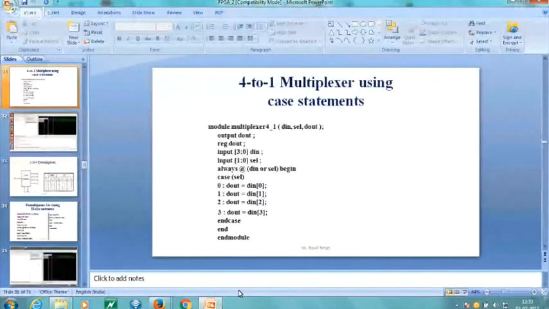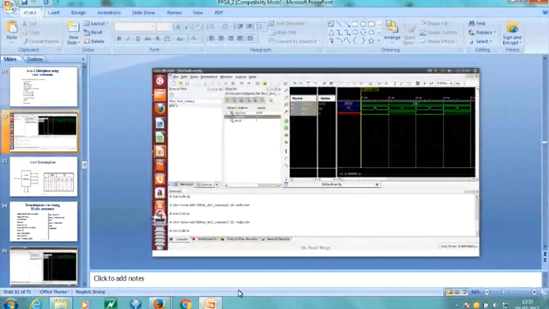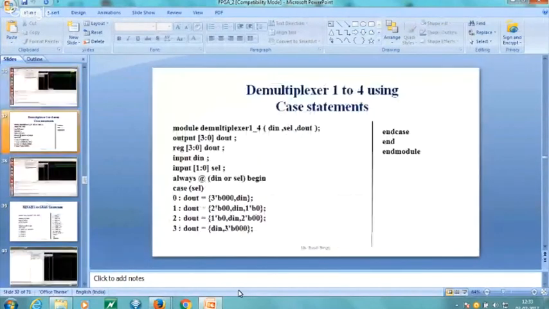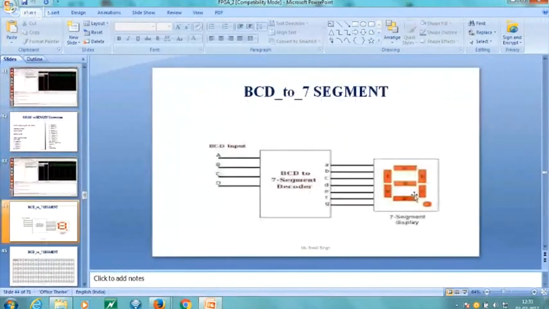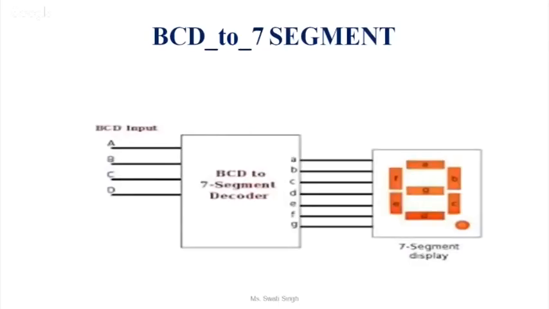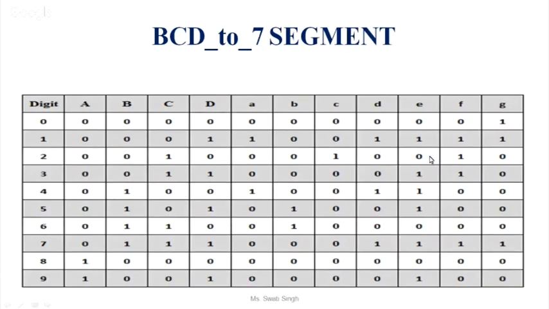You can do your programming using a case statement. There is an example of BCD to 7 segment. In case of BCD to 7 segment, there are 2 types of segment display, common cathode and common anode. In my case, when you want to glow a segment, give 0 to it. If you want to turn off the segment, give 1 to it. So this is the table for BCD to 7 segment.